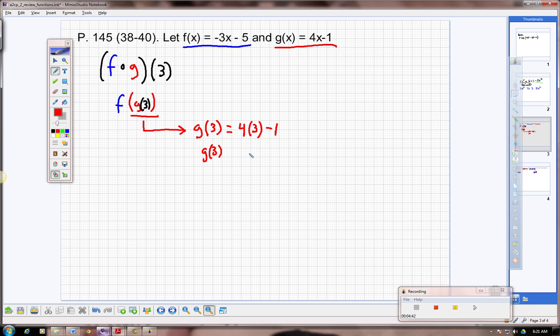I take that value and I plug it back into my composition. So now I'm looking for f of 11. Remember we found g of 3. It was 11. So now f of 11, and I'm doing my work down here. Every place I see an x in function f, I'm going to put an 11. And that was negative 3 times, and I always like to put parentheses in there, negative 3 times 11 minus 5.